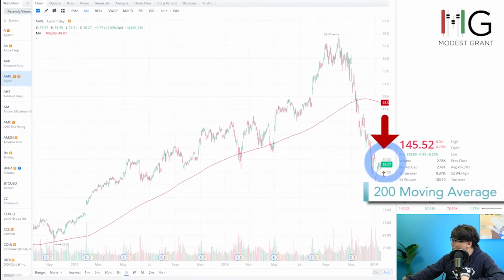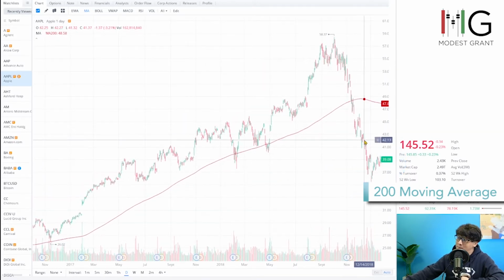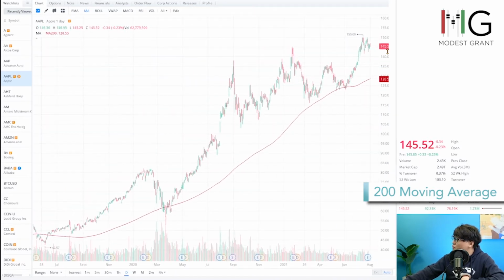If you are paying $38 at that time, around January 2019, you are paying below the average price, which is very good. But you never know if the stock is going back up or not, right? So sometimes you really have to be careful. The price right now is $145 and the average price is $128. So this is the average value of the stock at a given time period. That's what this average tells you.